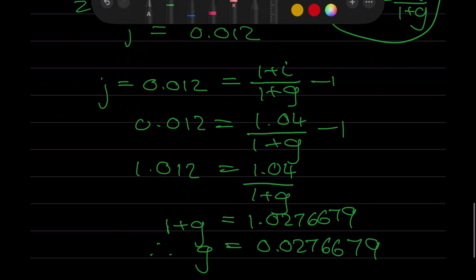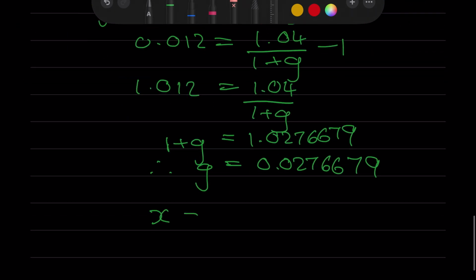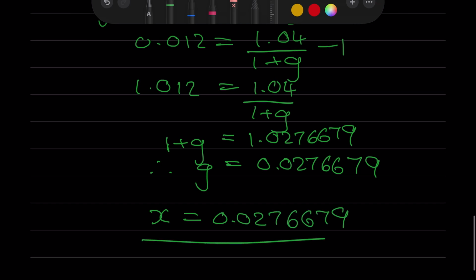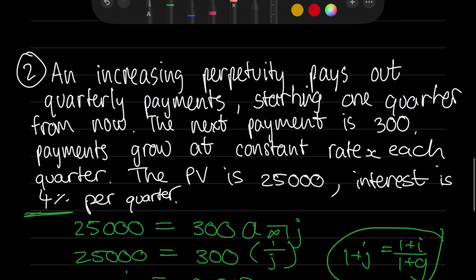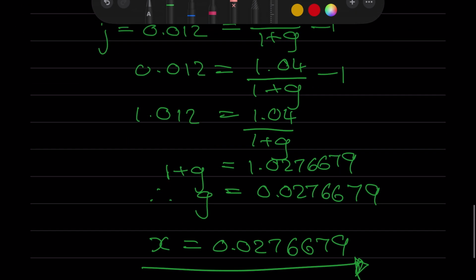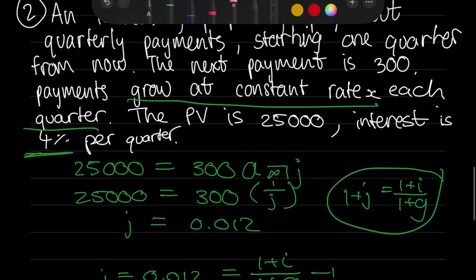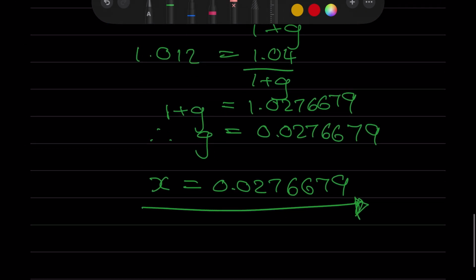We're supposed to calculate x, so we'll just tell them x is equal to this. That's our answer. We wanted the growth. The payments grow at a constant rate each quarter, and this is the quarterly growth because we used the interest rate, which is also per quarter. All right, thanks. I hope that helped. Keep well.